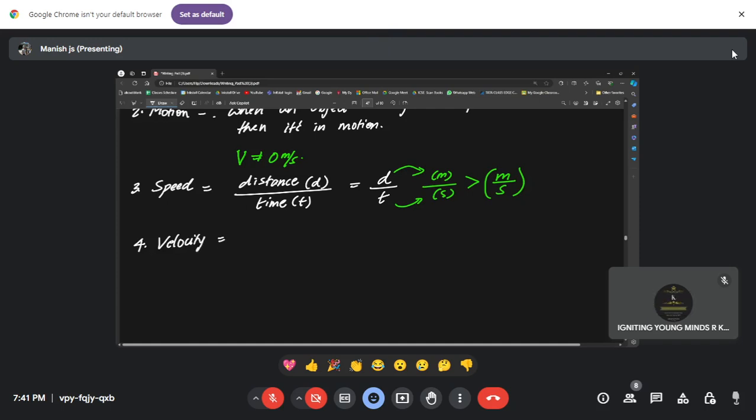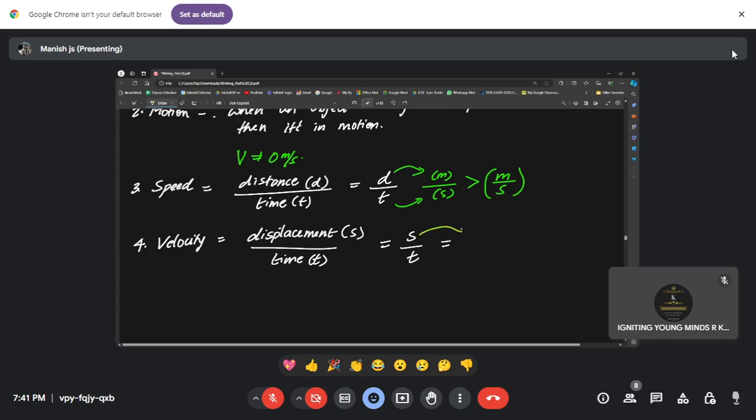Velocity is basically the displacement of an object in a particular specific direction. So you can simply say velocity is the ratio of displacement. Displacement is expressed using the letter S, so it's displacement upon time. Time is always in seconds, and the symbol is T. So you can simply write it as S upon T, where S is displacement and time is in seconds.